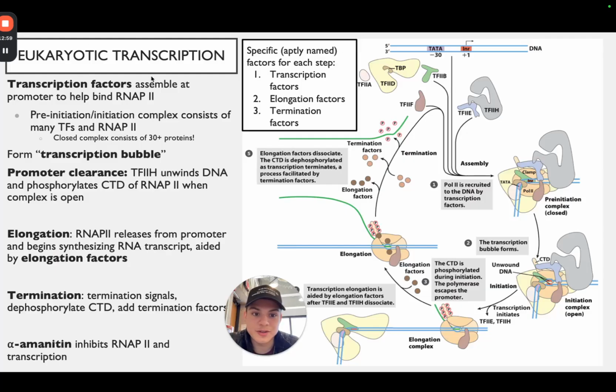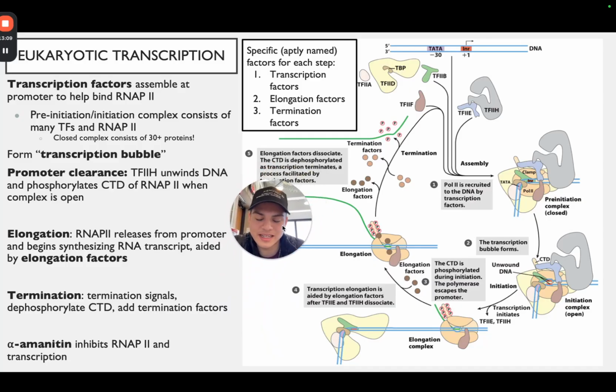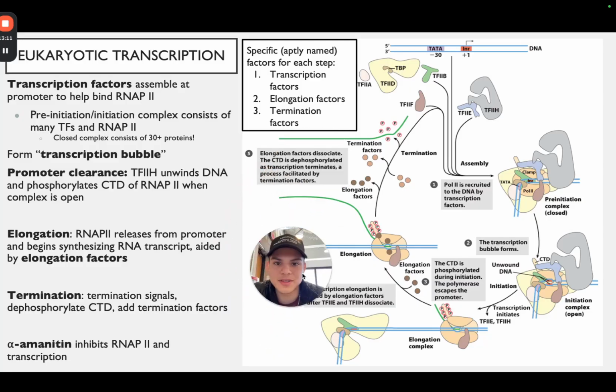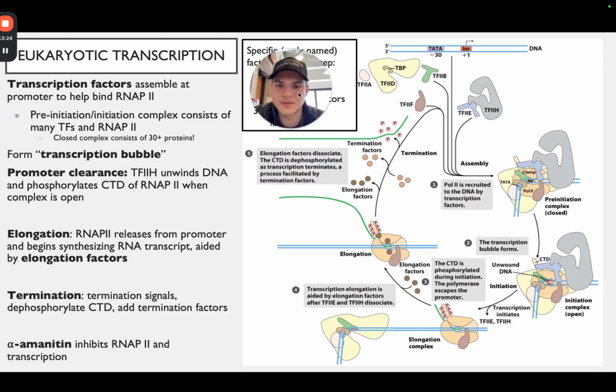Okay, so for eukaryotic transcription, there are a lot of things here that we'll go over. We'll go over the main idea versus going into the small details. I just want to talk about this top part of the diagram where we have factors for each step. So there's transcription factors, elongation factors, termination factors. You don't need to be as specific with the TFIIH and all that kind of stuff, but I'll explain very briefly. So transcription factors assemble at the promoter to help bind RNA polymerase II.